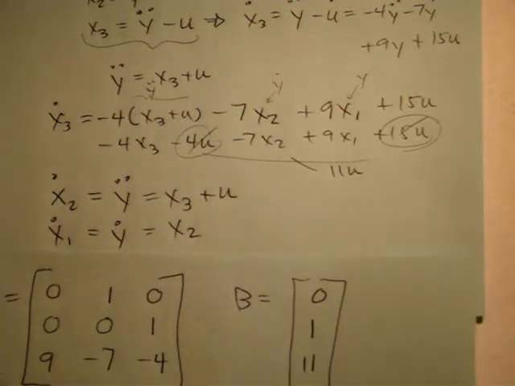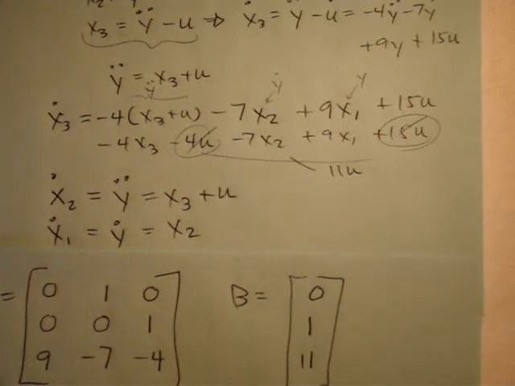And then finally for our output equation, y is x1, so there's a 1 coefficient for x1, and x2 and x3 have a 0. There's no u, so D is equal to 0. So there's one way to do that problem.